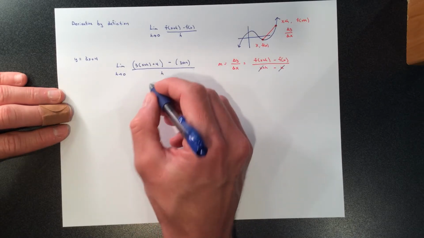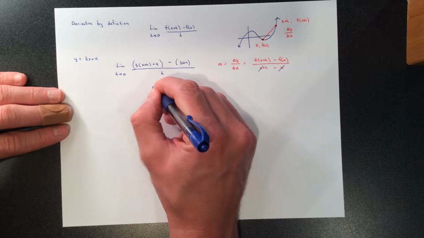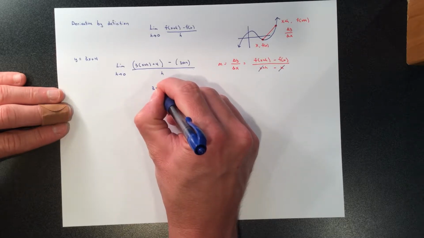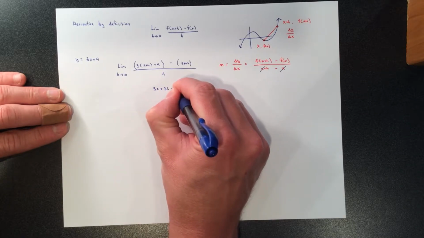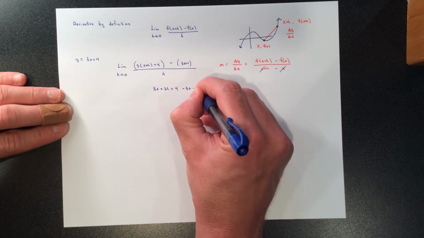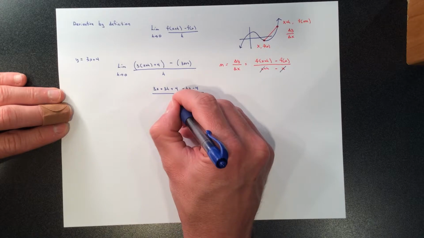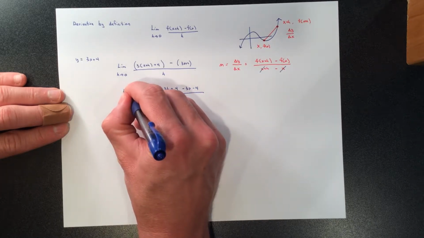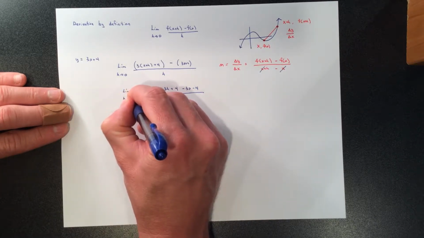And the only thing that's left over here, well, you know what? I'm going to write all that out. I won't skip any steps. We have that, and then minus 3x minus 4 all over h. We are still looking at the limit as h goes to 0.